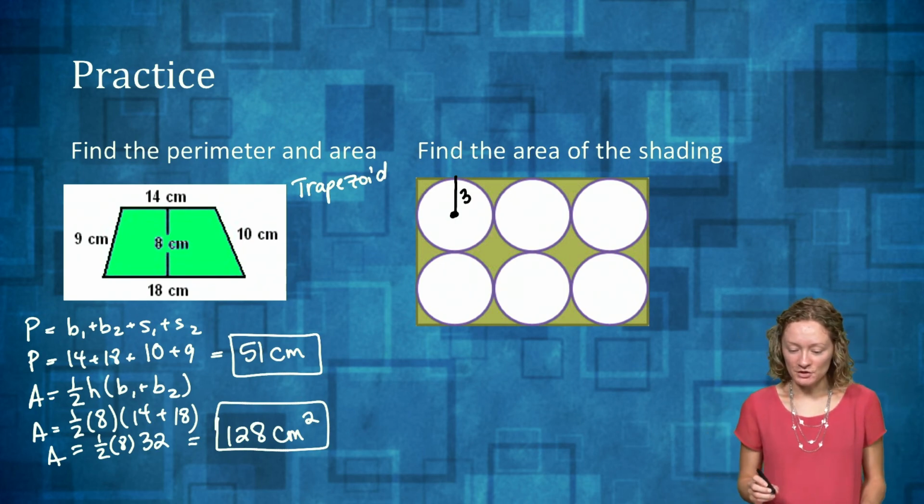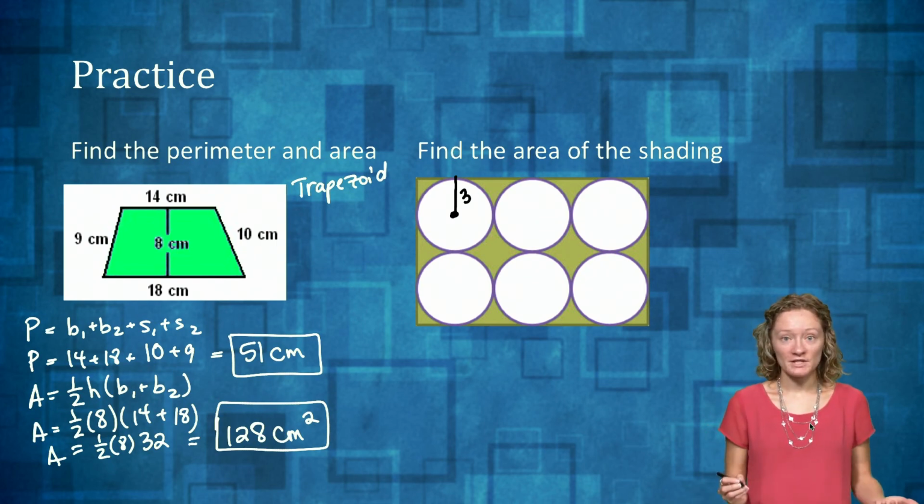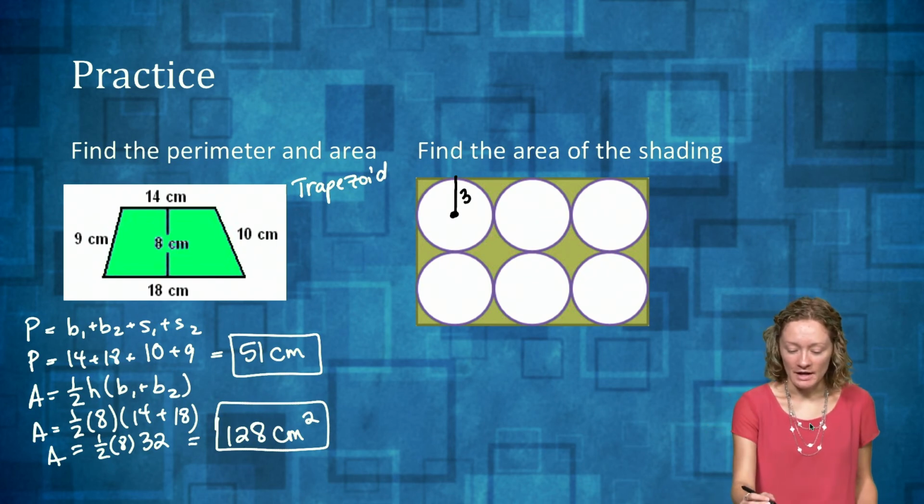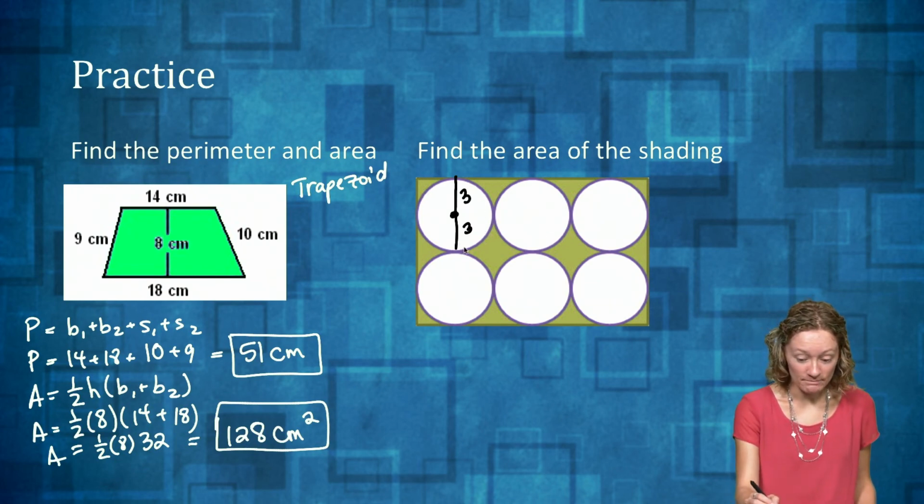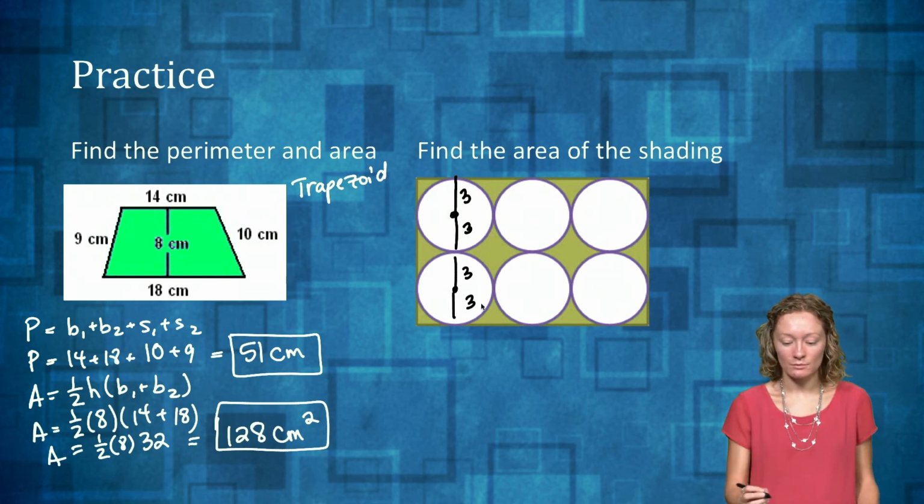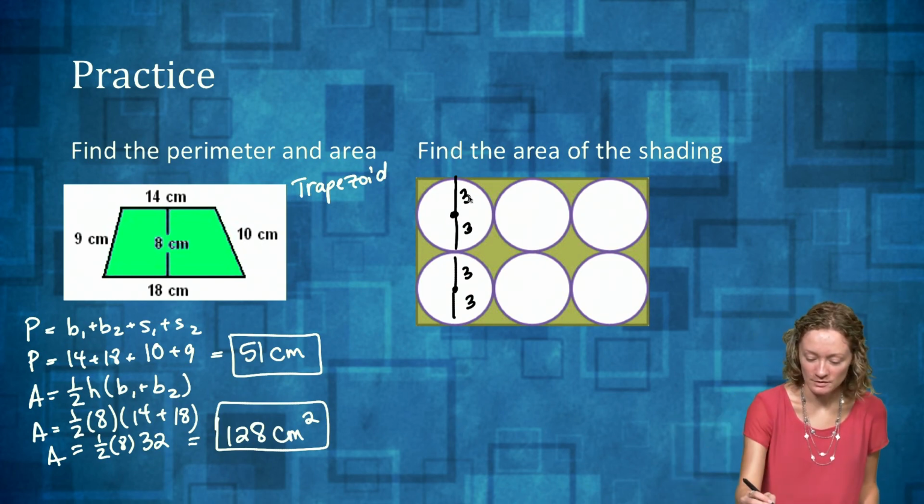The second problem, just looking for area of the shading. Now, remember we talked about radius and diameter. If you know that this distance is 3, then you also know that this distance is 3. And all of these circles are the same. So if you know that each of those is 3, then ultimately your width for this rectangle that contains all of those circles, 3, 6, 9, 12, is 12.